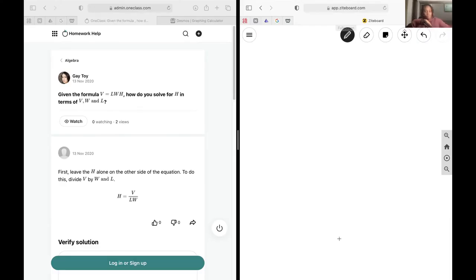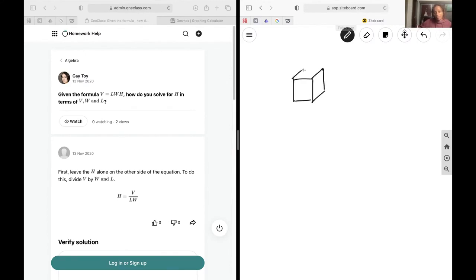Okay, next up, given the formula volume is equal to length by width by height, how do I go about finding the height if I'm given the volume, width, and length is what the question is asking. So let's just draw a little diagram so you can visibly understand that question.